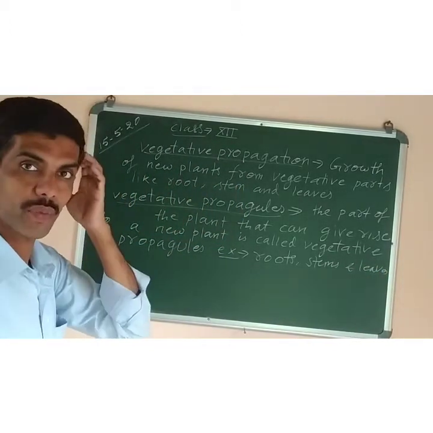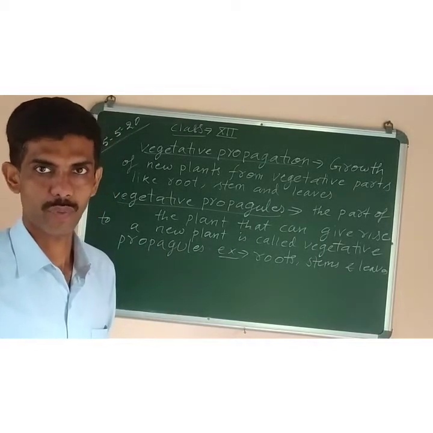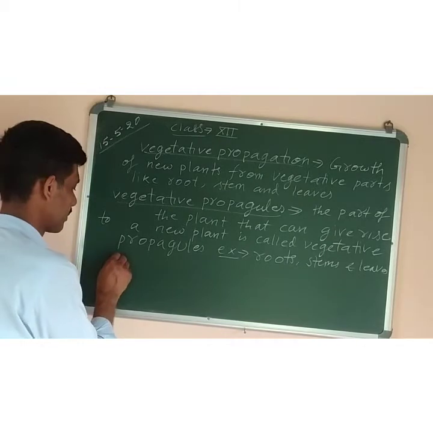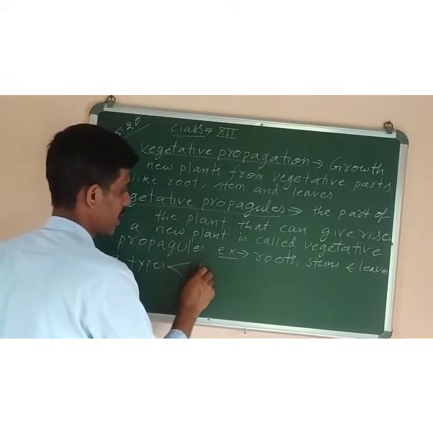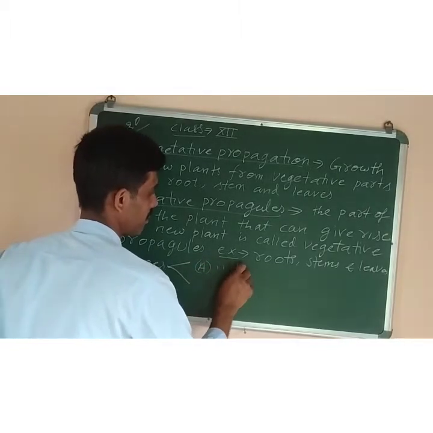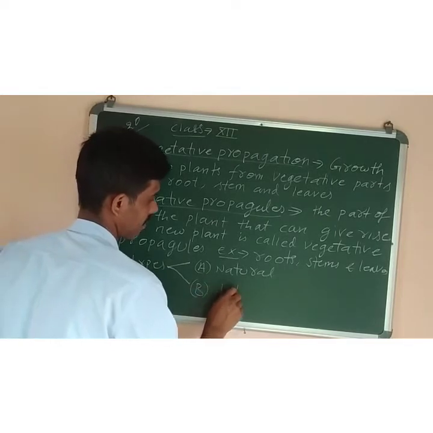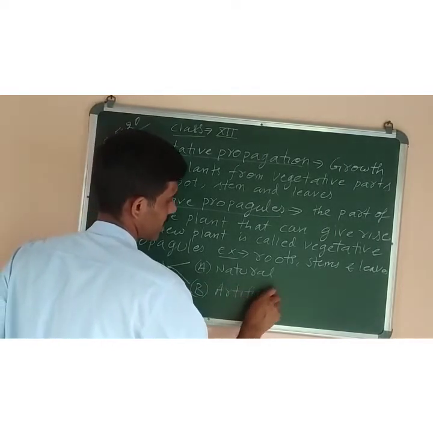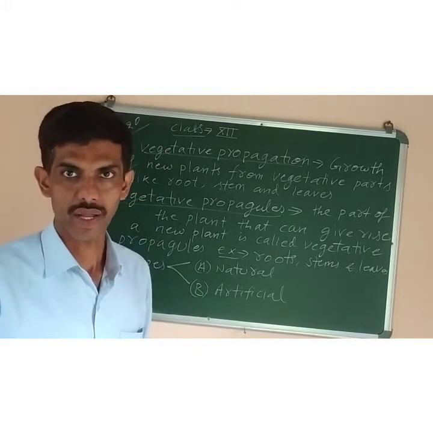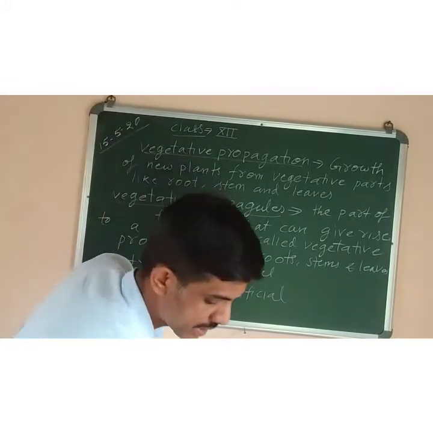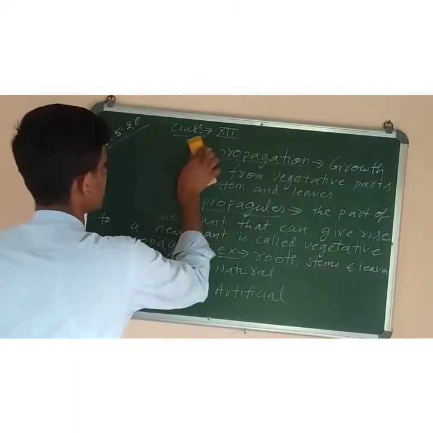Now there are two types of vegetative propagation. The one which is in your syllabus is natural vegetative propagation, not the artificial one. So two types of vegetative propagation: natural and artificial. Artificial vegetative propagation includes hybridization and tissue culture methods that you don't have to study. It's not in your syllabus. So we'll start with the natural methods of vegetative propagation.